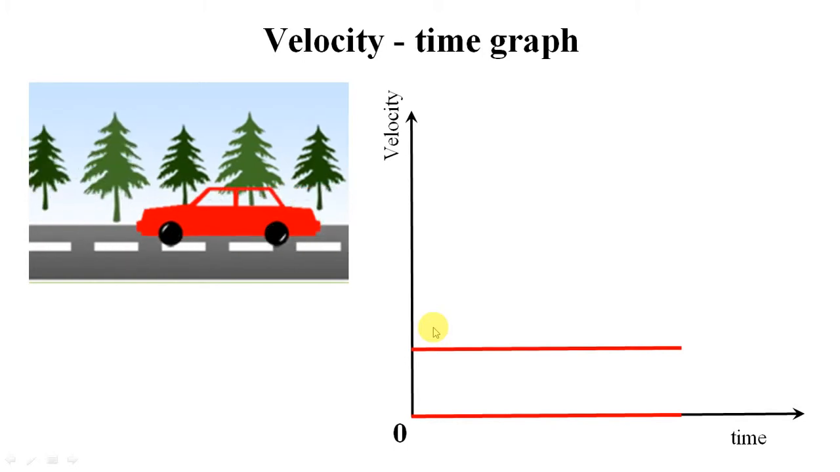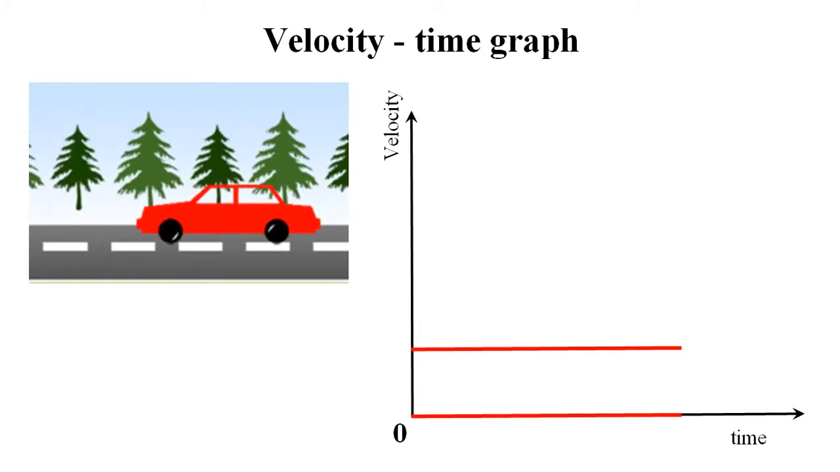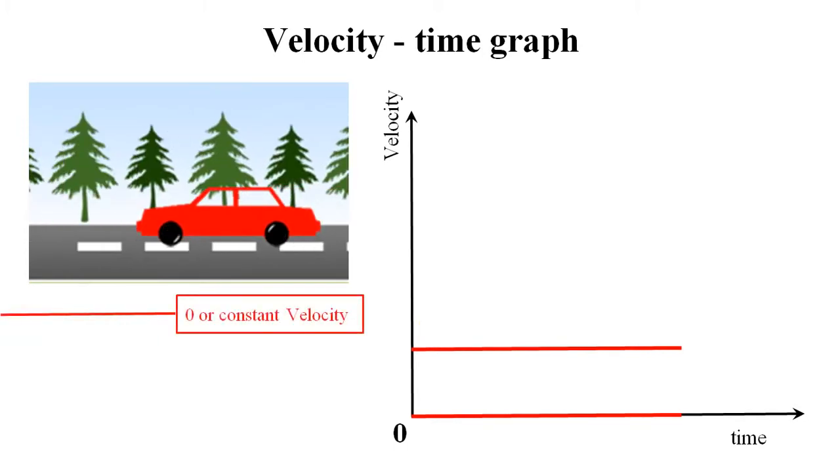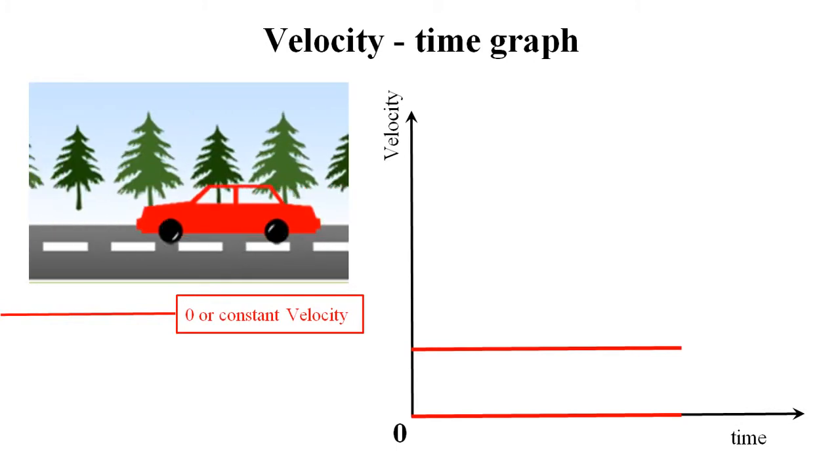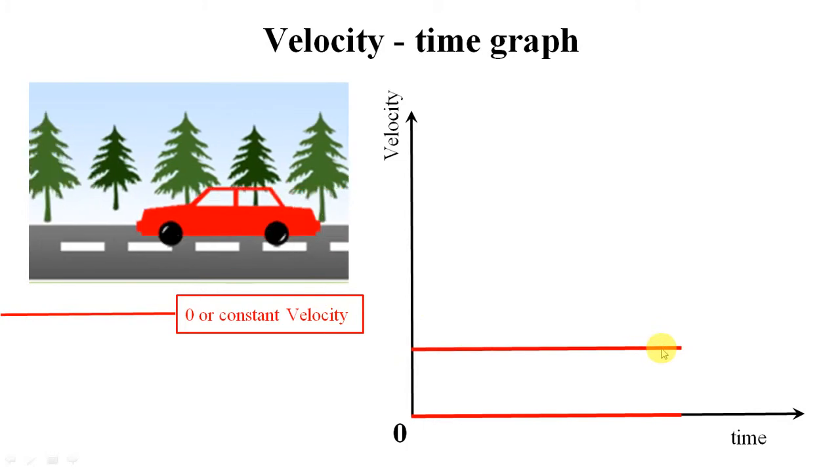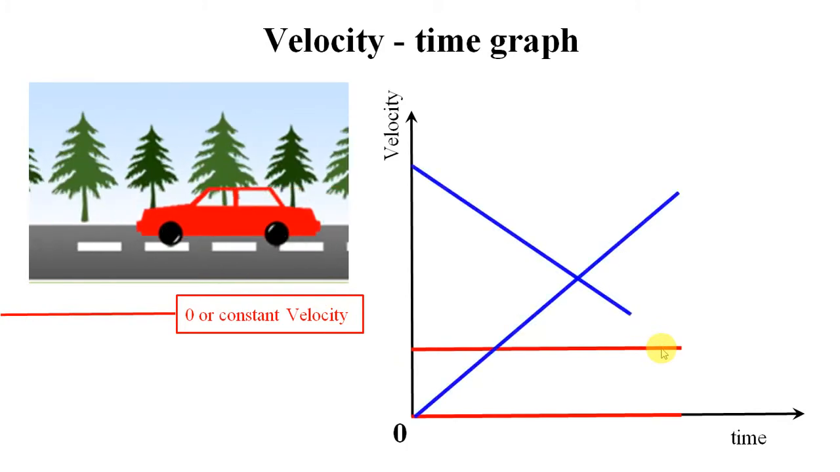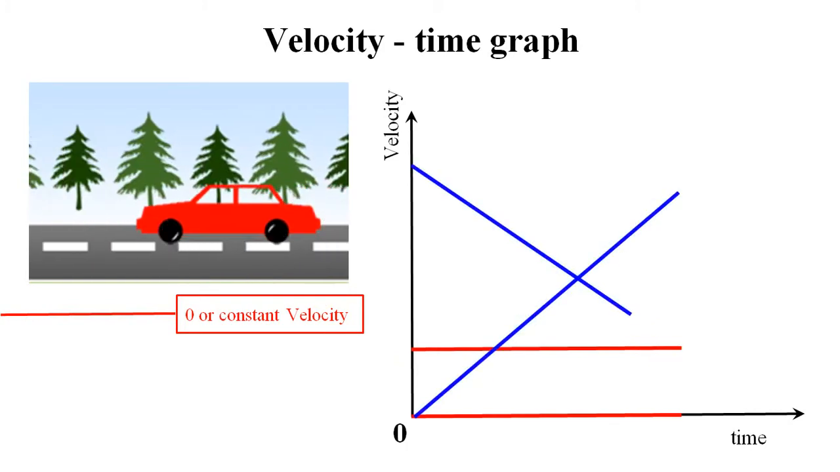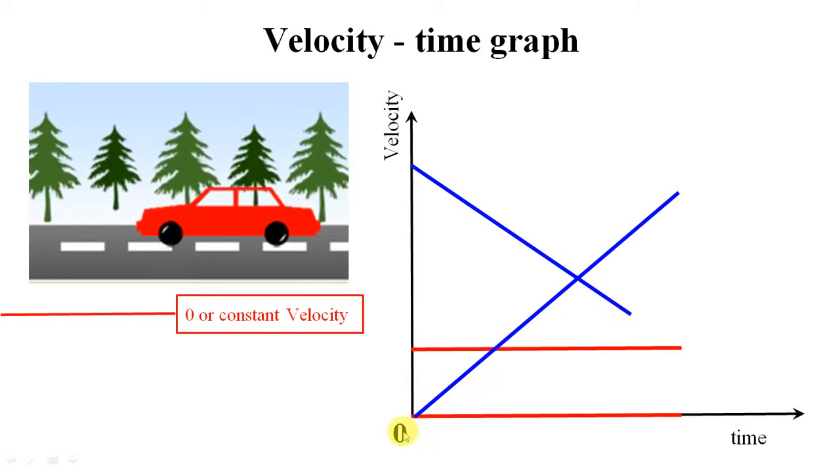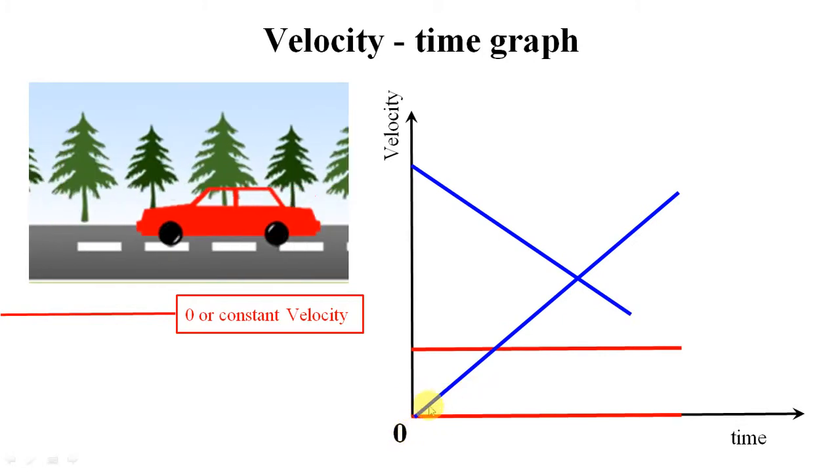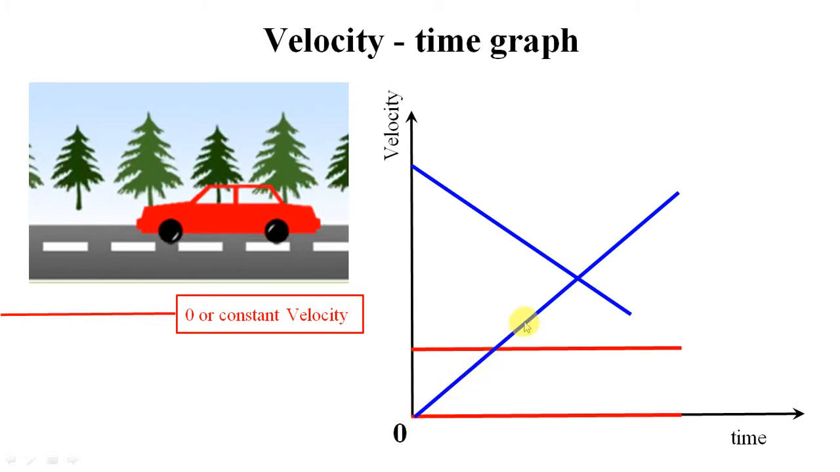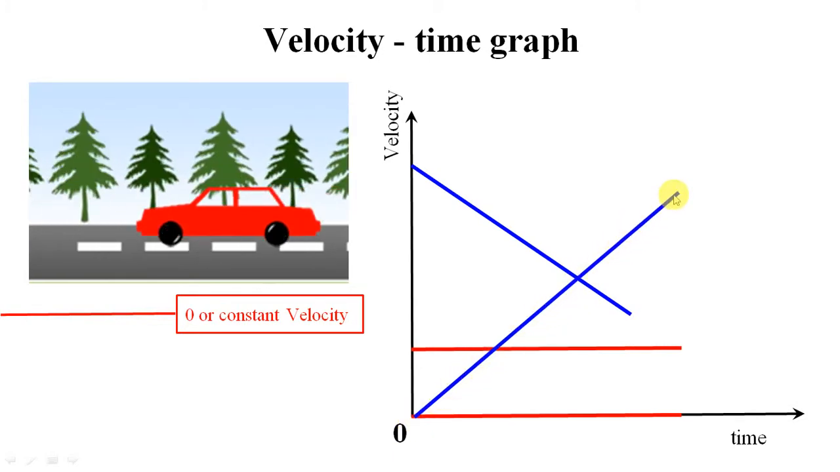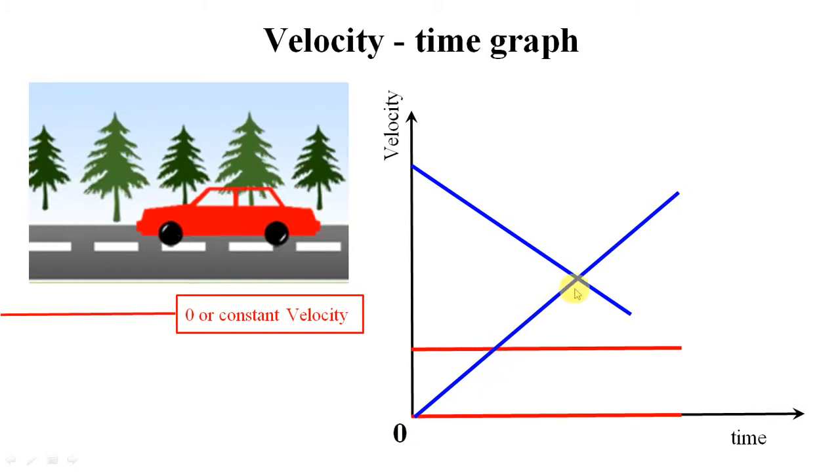Hence, horizontal straight lines on a velocity time graph show either that the car is at 0 velocity or that the car is at constant velocity. Let's look at the third case and fourth case. Let's take this as the third case. Initially, the velocity of the body is 0, and as time progresses, there is a steep increase in velocity, that too at a constant rate.